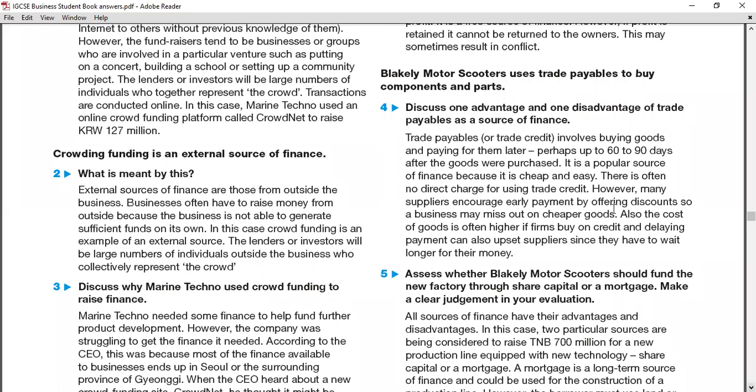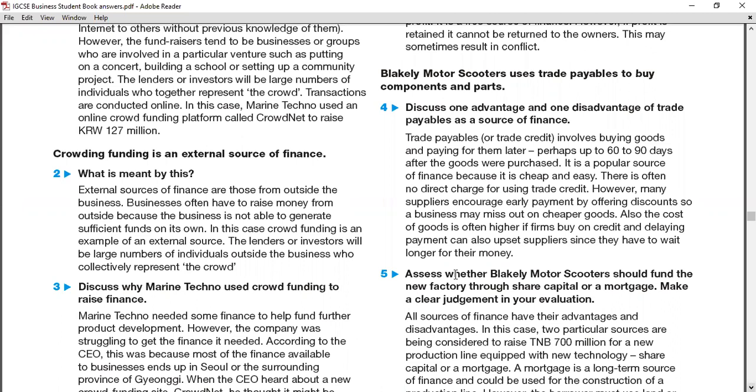However, the disadvantage of trade credit is that many suppliers encourage early payments by offering a discount. They say, okay, if you settle within 1 week, we'll give you a 10% discount. So a business may miss out on cheaper goods, although the cost of goods is often higher if firms buy on credit, and delaying payments can also upset suppliers since they have to wait longer for their money.